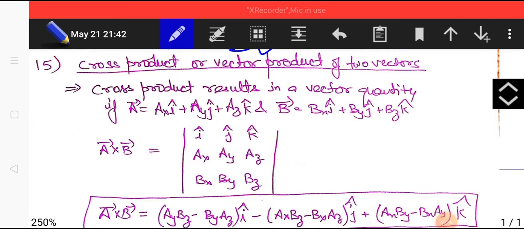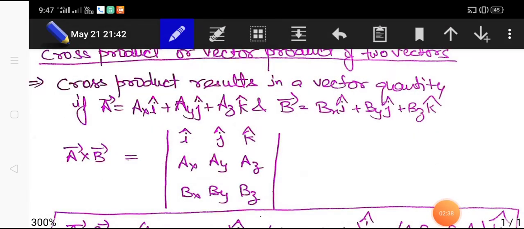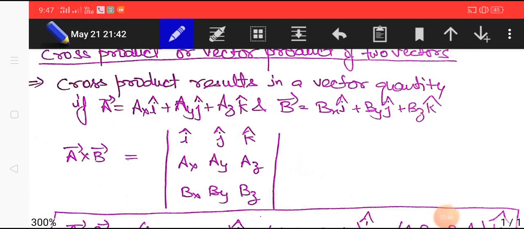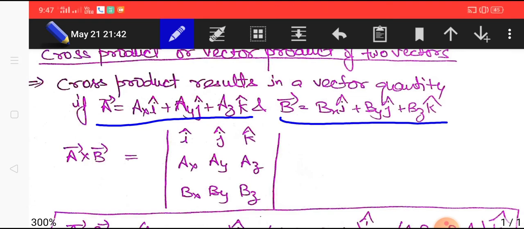Next is cross product. In cross product, the result is always a vector quantity. Again, let us consider A is a vector axi plus ayj plus azk, and B is a vector bxi, byj and bzk. Then cross product is represented by this determinant where we write ijk and then we write the components of the first vector.